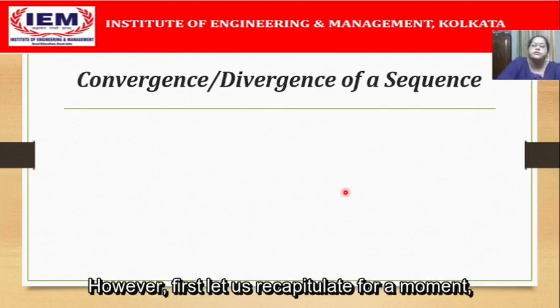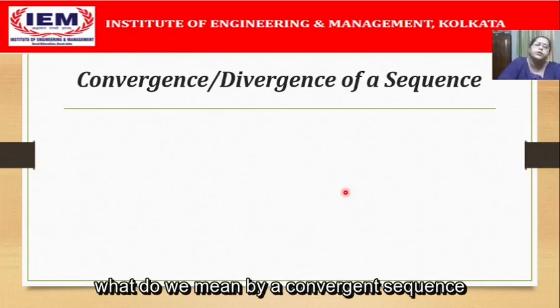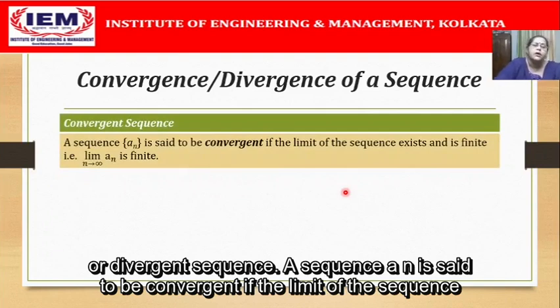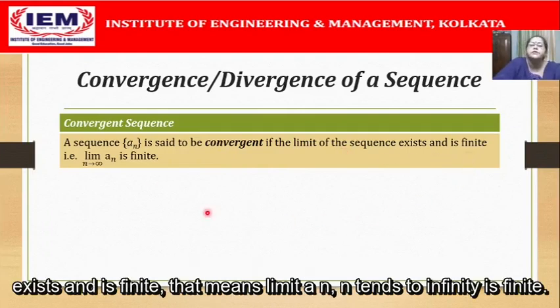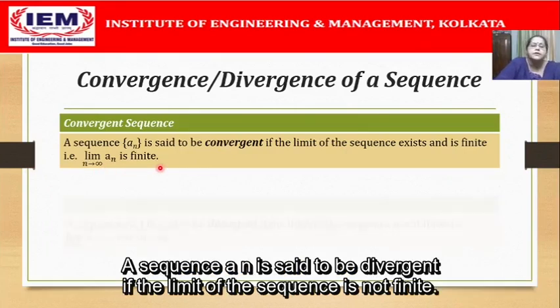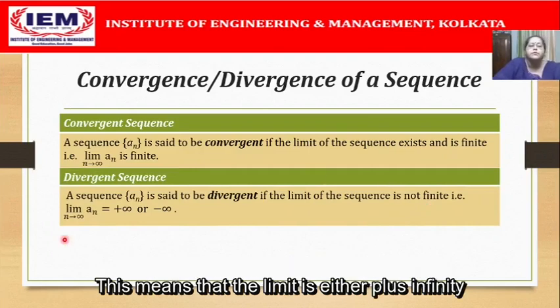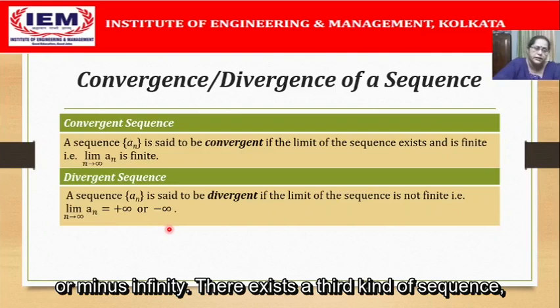However, first let us recapitulate for a moment what we mean by a convergent sequence or divergent sequence. A sequence a_n is said to be convergent if the limit of the sequence exists and is finite. That means limit a_n as n tends to infinity is finite. A sequence a_n is said to be divergent if the limit of the sequence is not finite. This means that the limit is either plus infinity or minus infinity.